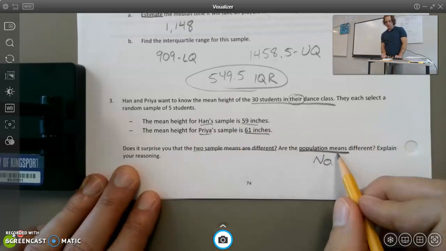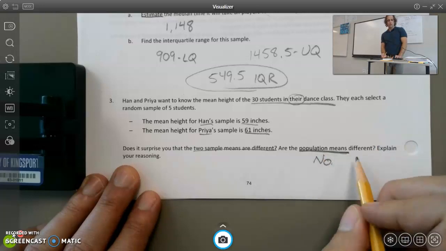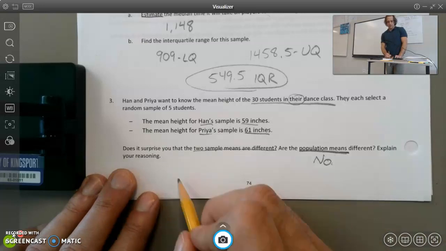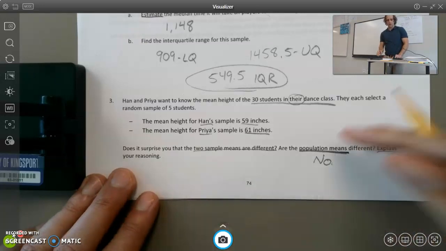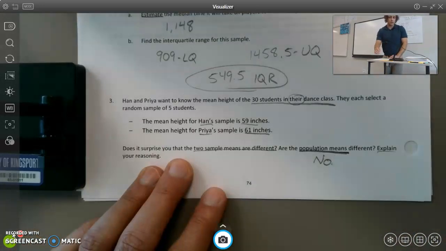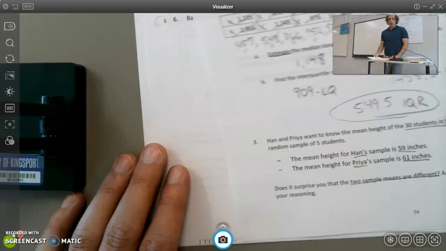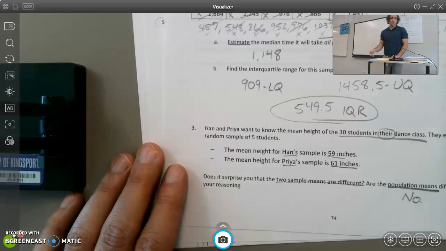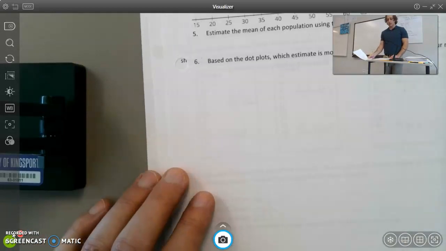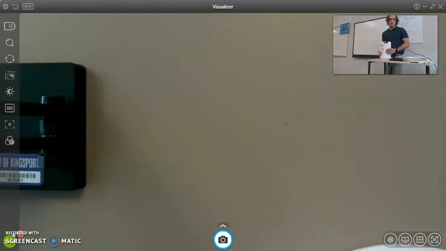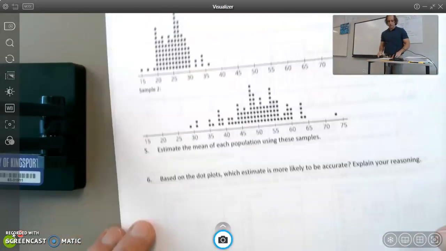The population mean would actually be the average height of the dance class. So I think we've explained here, and I don't think we need to go any further. The actual population mean would be the actual average height of the people in the dance class, while the sample mean was different for each of them because they had different samples. Okay.